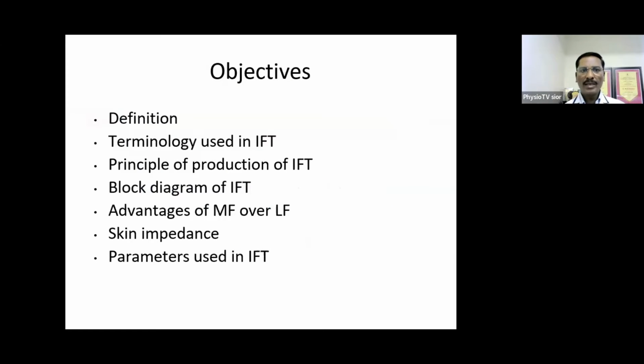In today's lecture, I'm going to discuss the definition, the common terminology used in interferential therapy, the principle of production of IFT, and the block diagram of interferential therapy. Then we are going to discuss the advantages of medium frequency over low frequency current. We are going to talk about the skin impedance and all the parameters used in interferential therapy.